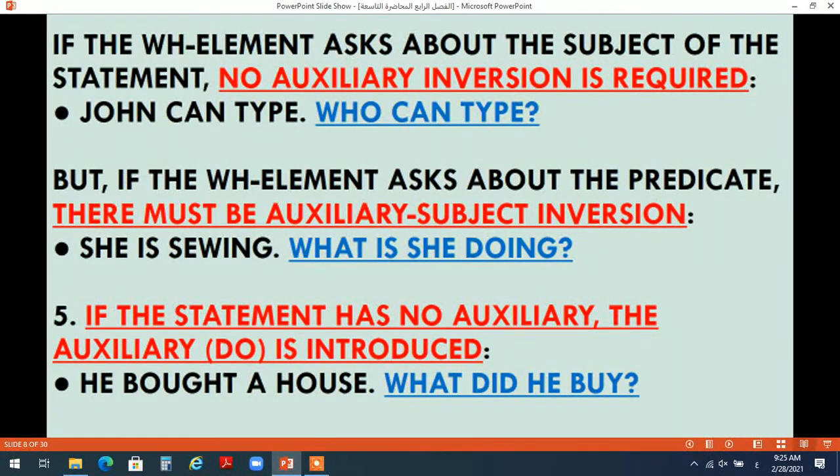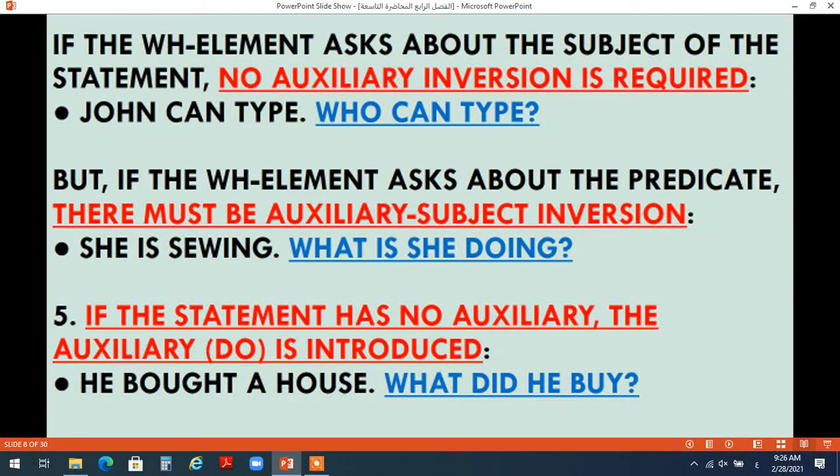For example, John can type. This is a statement, and if we want to make a question asking about the person who did the job, which is typing, we have to use the appropriate WH word, which is who, because we are asking about the subject. So the WH question will be like this: who can type? Instead of the subject, which we are asking about, we put the question word who. Then it is followed by the ordinary order of the sentence. So John can type. Instead of John, we put who, and it becomes a WH question asking about the subject, who can type, and then we put the question mark.